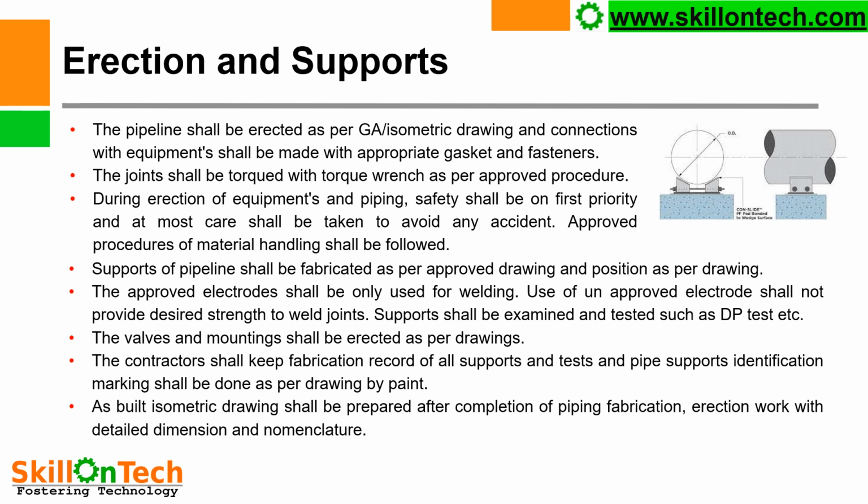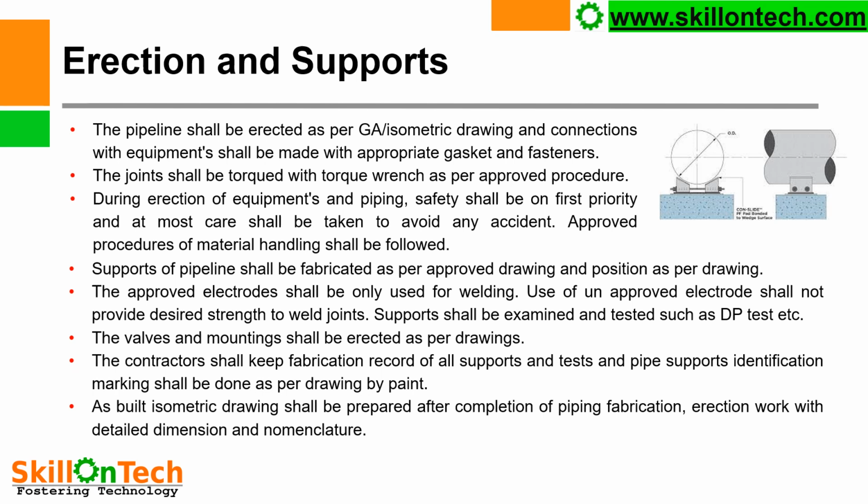The approved electrode shall only be used for welding. So the mechanical engineer must take care that the contractor is using electrodes approved by the company or by the department. Without approved electrodes, he shall not be allowed to do any welding. Use of unapproved electrodes shall not provide the desired strength of the weld joint. Supports shall be examined and tested, such as dye penetrant test, etc.